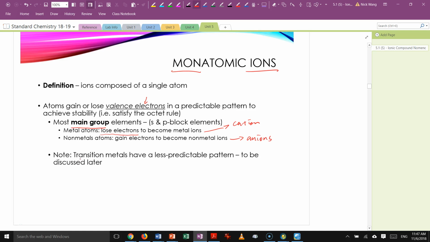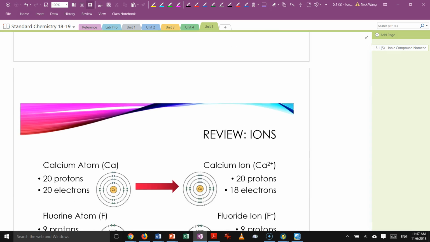Just to note, all those elements we didn't talk about, so the D block and the F block elements, those transition metals, those have a pattern that's a little bit less predictable, and we're not really going to get into that. But focus again primarily on those S and P block elements.